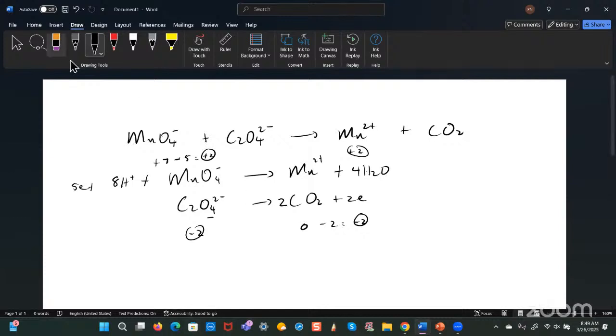So the next step is what? What's the next step? Equalizing the electrons. Okay, we equalize the electrons. So how would we achieve that in this particular case? Because we have 5 electrons here and we have 2 electrons here. You have to multiply it, right? Yeah. So what would you multiply this by?